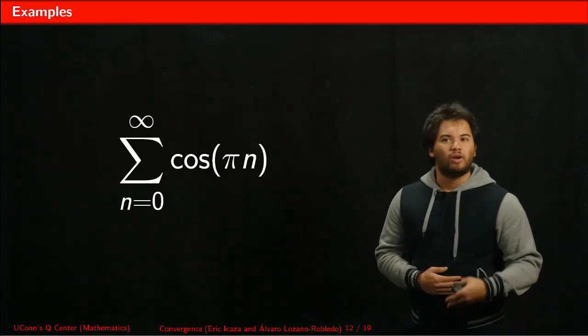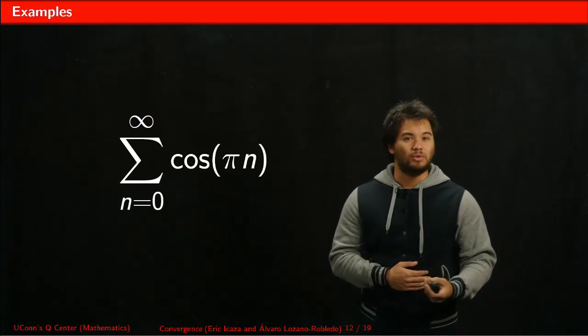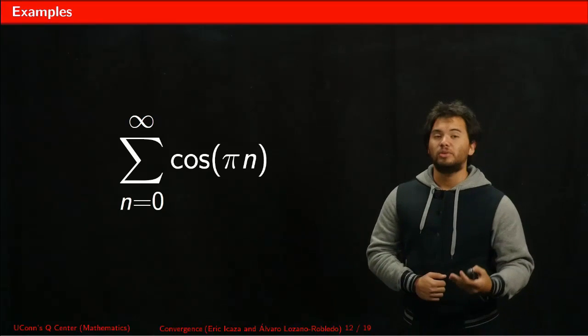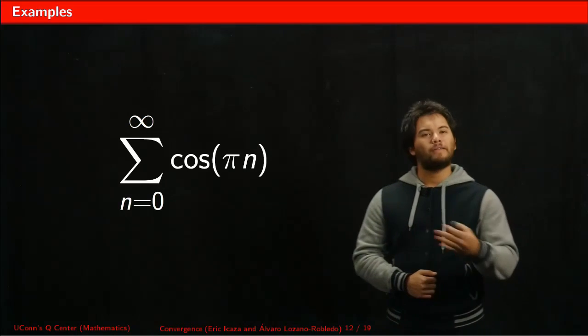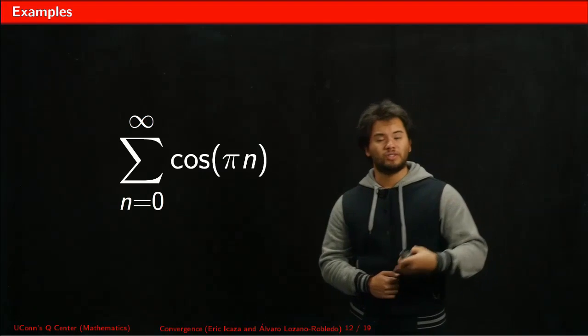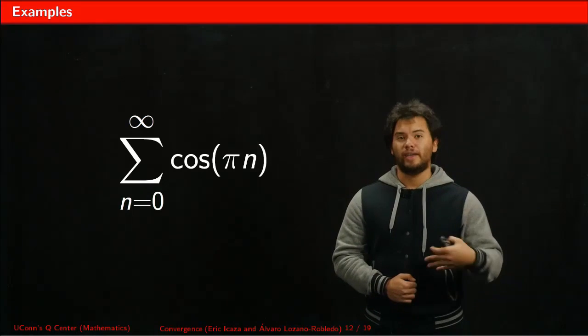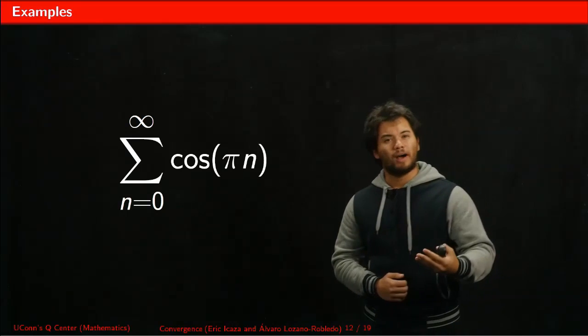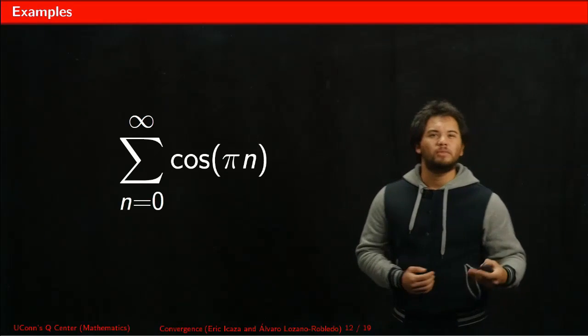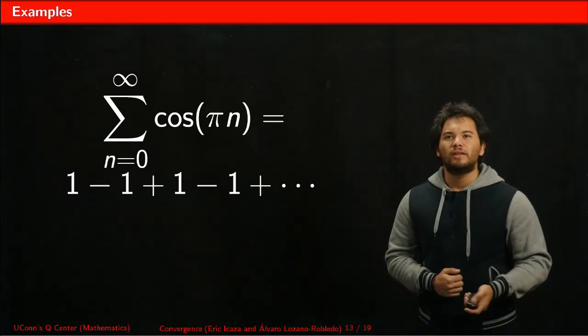For n equals 0, we have cosine of 0, which is equal to 1. And then we have cosine of pi, which is equal to negative 1. And then we come back full circle when we hit n equals 2. When n equals 2, we have cosine of 2 pi, which is equal, again, to 1. And then we have cosine of 3 pi, which is equal to negative 1. So each term is going to be alternating between positive 1 and negative 1.